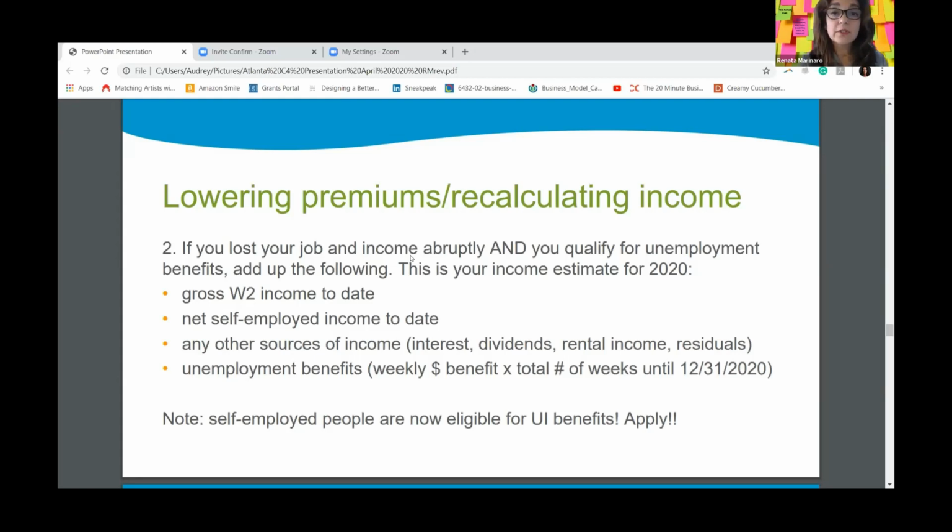You're going to add up any other sources of income that you have, and you're going to include your unemployment benefits. Now, the new thing is that people who are self-employed do qualify for unemployment now through the new pandemic stimulus program. So that's how you're going to re-estimate your income, particularly if you have nothing going forward.